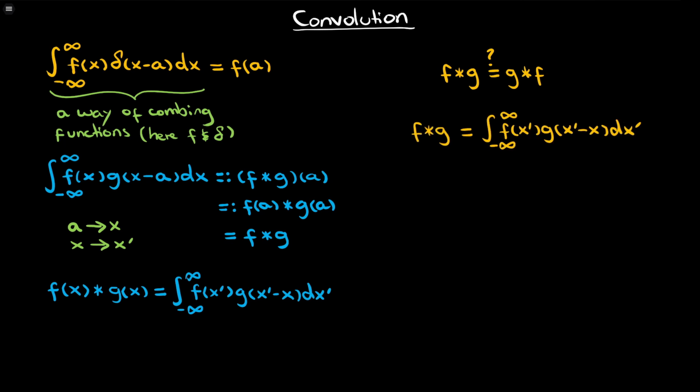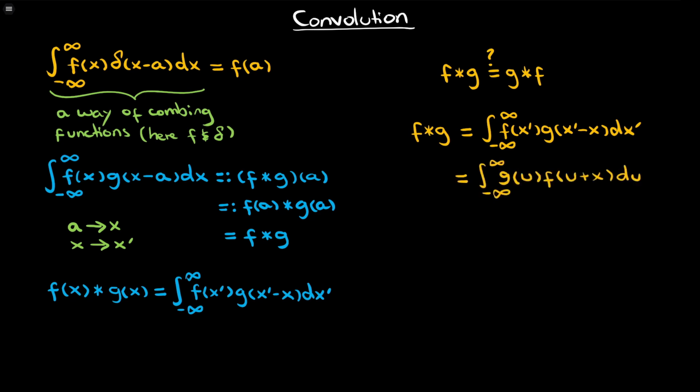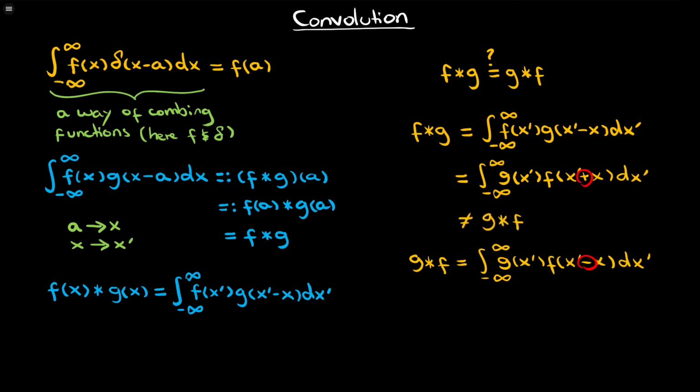f star g is equal to the integral of f of x prime multiplied by g of x prime minus x, dx prime. Using the substitution u equals x prime minus x, and working through the details, we see that this is equal to the integral of g of u multiplied by f of u plus x, du. Relabeling u to x prime, we can see that clearly this is not the same as g star f, because of this sign. So this operation does not commute.